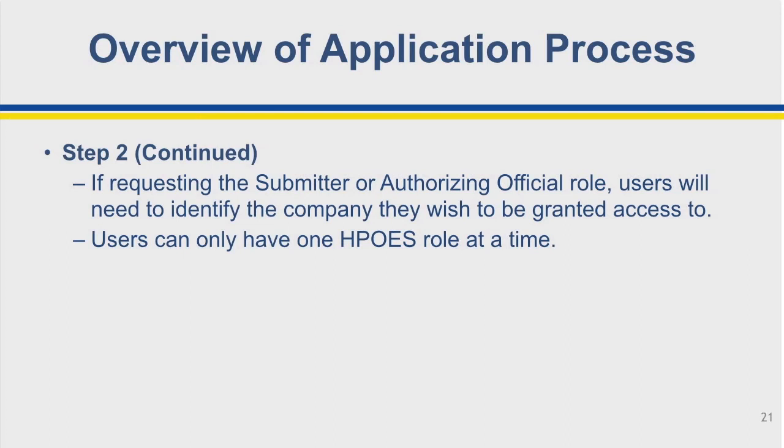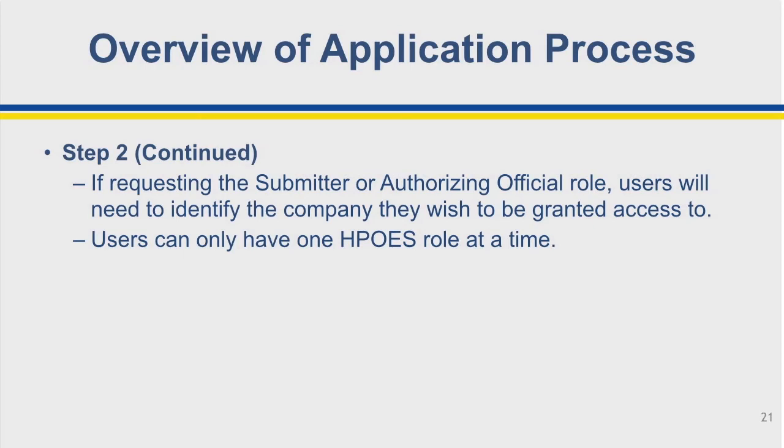Unlike submitter users, authorizing officials are not required to come into the system through user role management. Authorizing officials can also be identified through the application process to gain access into HIOS. Finally, please note that users can only have access to one HIPAA role at a time.